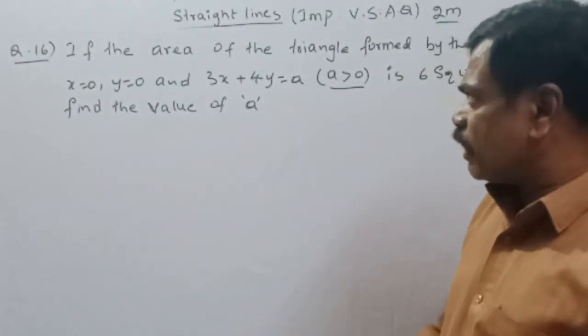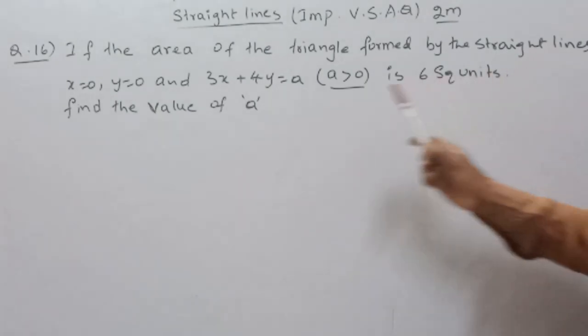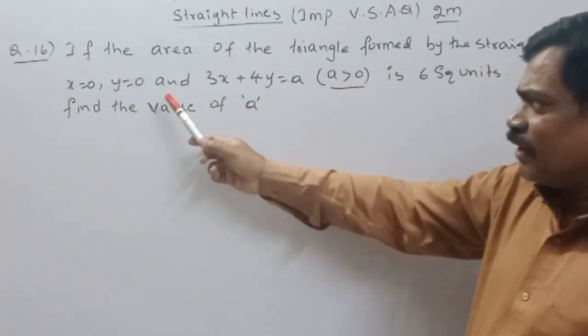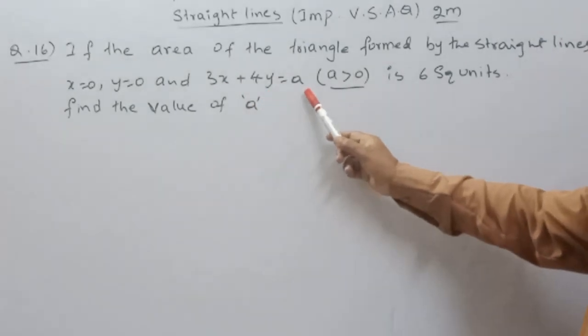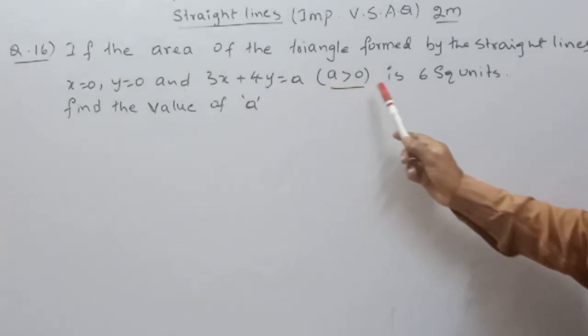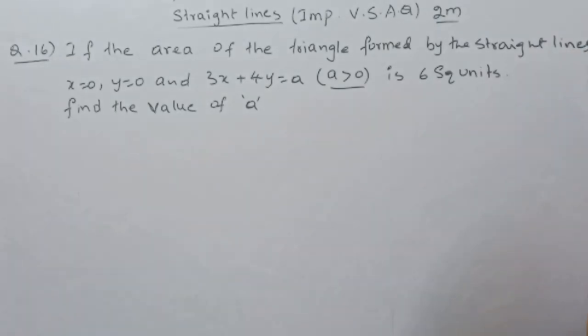One more, this problem. If the area of the triangle formed by the straight lines x equals 0, y equals 0 and 3x plus 4y equals a, where a greater than 0, is 6 square units, find the value of a.